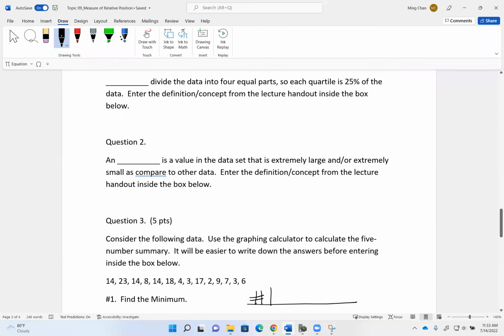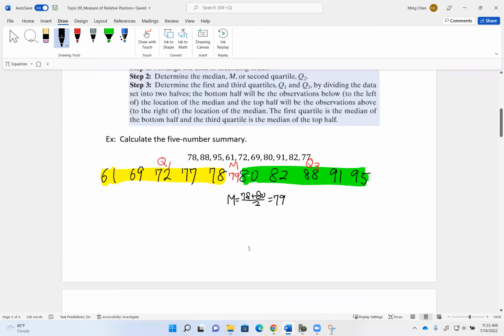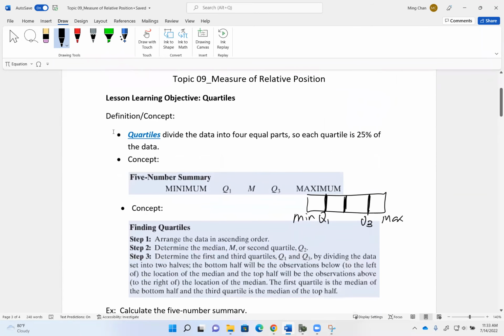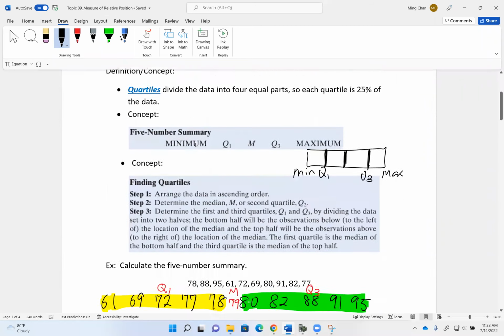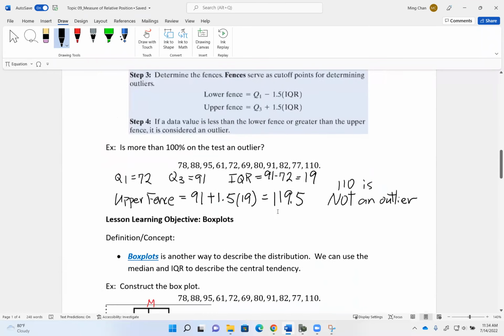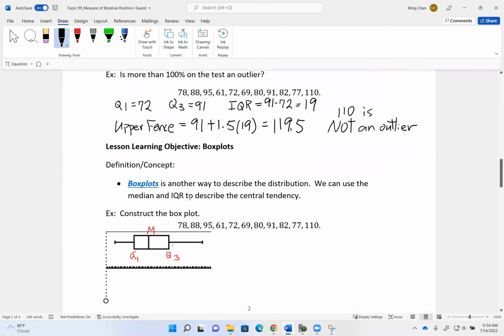That would be great. All right, just real quick, in this video we talked about what relative position is. We took a look at the idea of quartiles, medians, interquartiles, and how we can use a 5 number summary to help us construct the box plot, so we can see the central tendency. All right, thank you for watching.